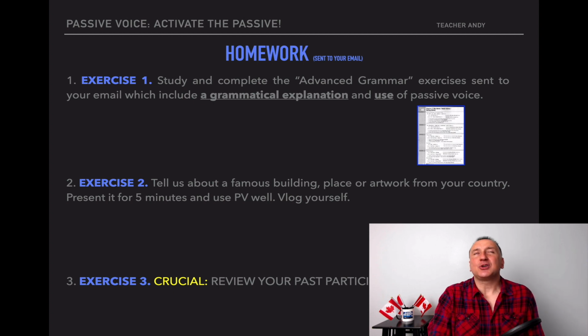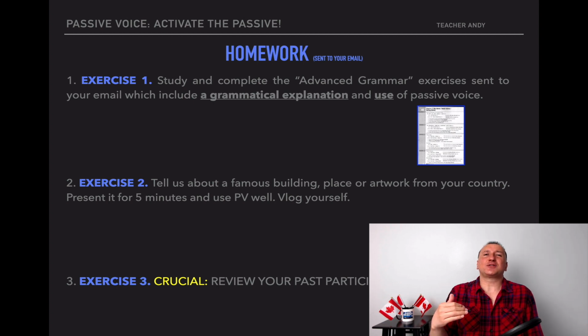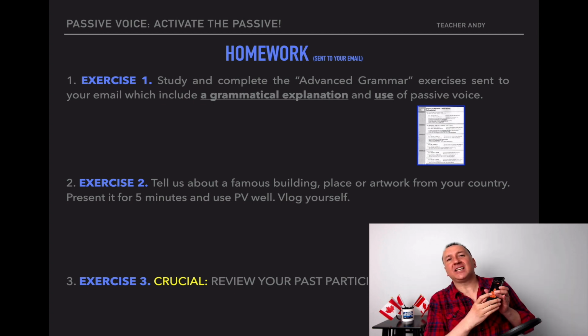Number 2, you're going to think about the first example that we did in the beginning of this lesson, and you're going to think about a famous building or a famous artwork from your country, from your city, and you're going to try to present it because it's an object for which we can use passive voice. Then, of course, for this one, you can think about 5 or 6 passive voices, and again, try to present it. How? By vlogging yourself.